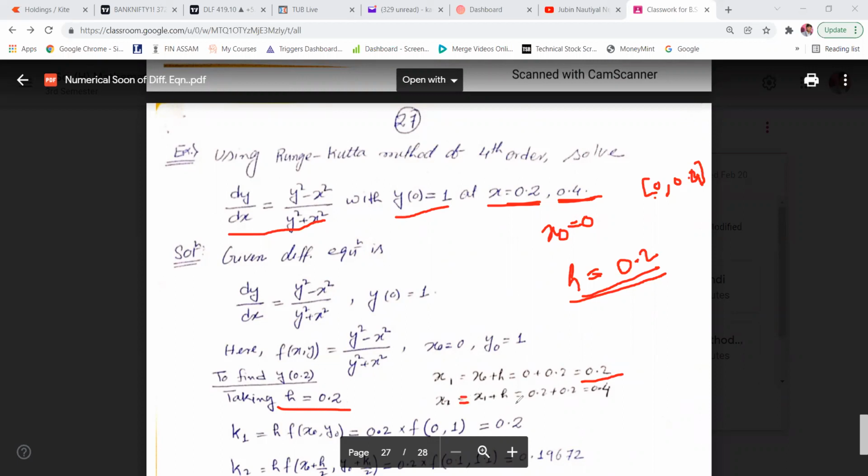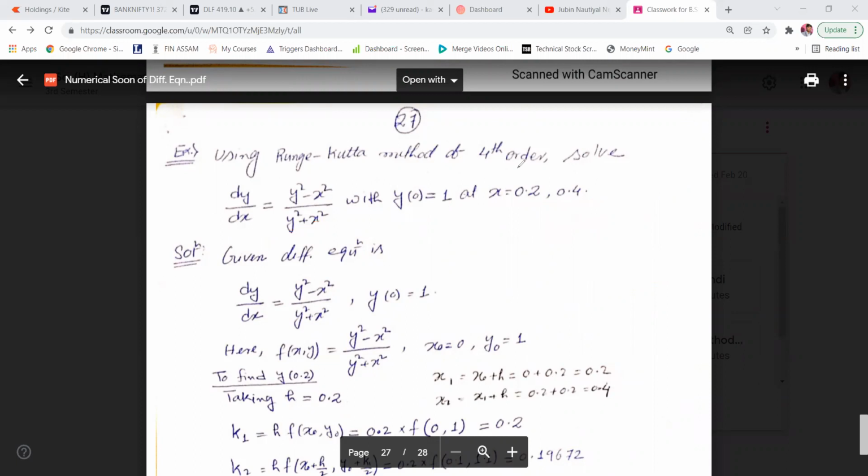X2 will be what? X1 plus h. So 0.2 plus 0.2, that is what? 0.4. So at both points, we need to find out the value of y.